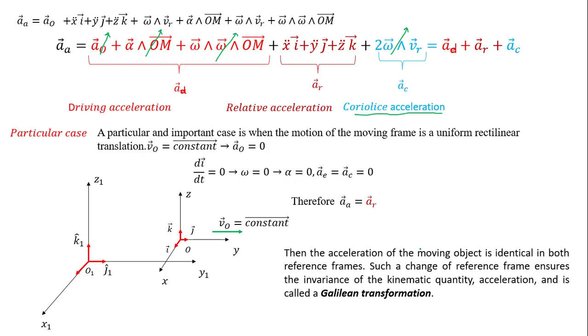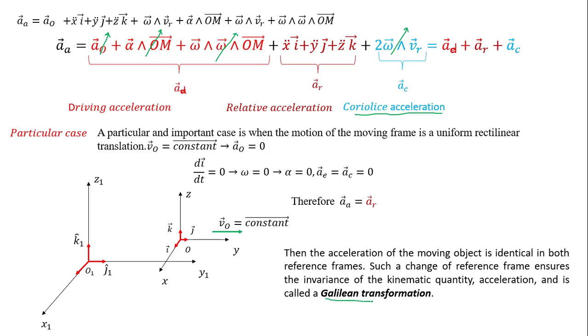Then the acceleration of the moving object is identical in both reference frames. So the acceleration as seen by an observer at rest will be equal to the acceleration as seen by an observer in the moving frame. So the acceleration will be constant. Such a change of reference frame ensures the invariance of the kinematic quantity acceleration and is called a Galilean transformation.